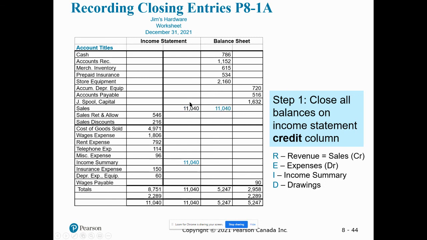We're going to do a debit entry to the income summary account. We're going to do a credit entry to the sales account.